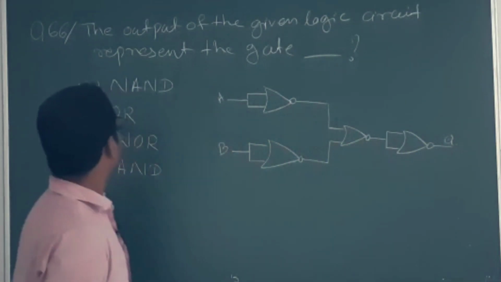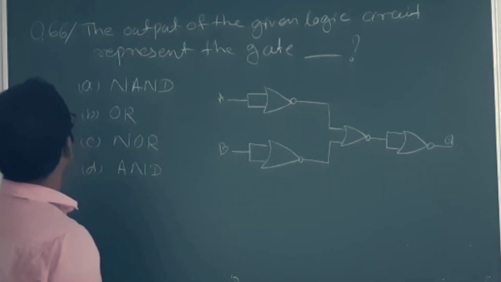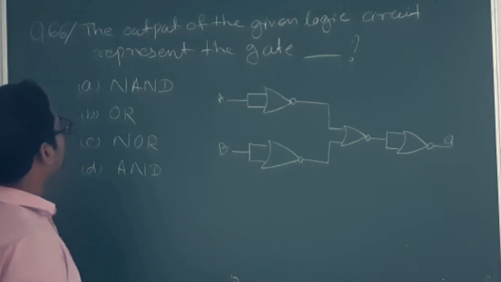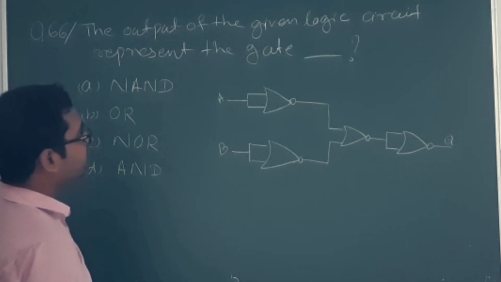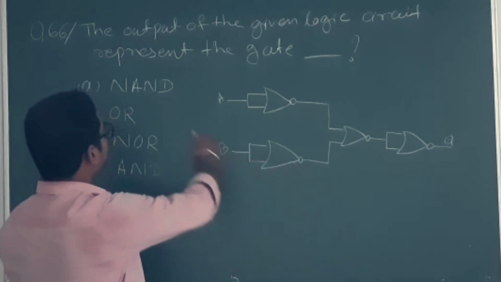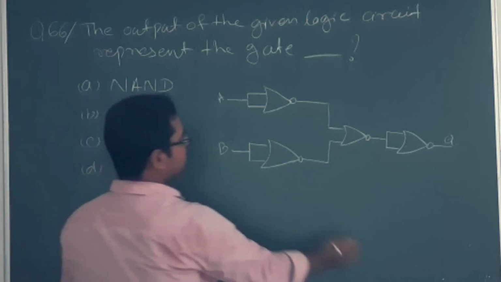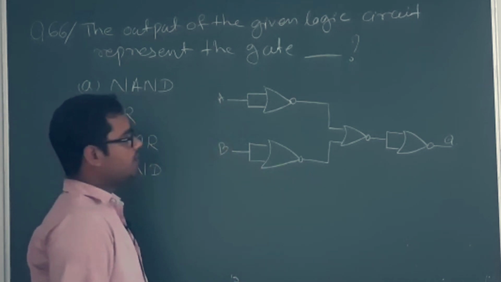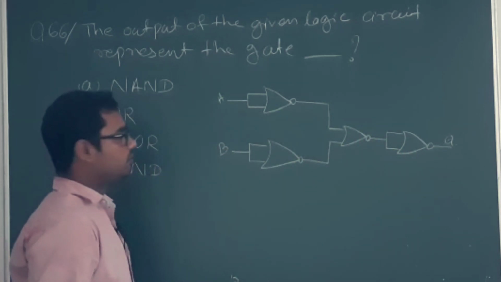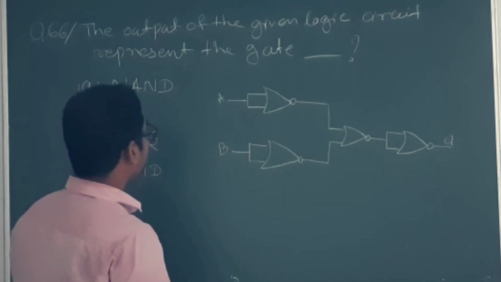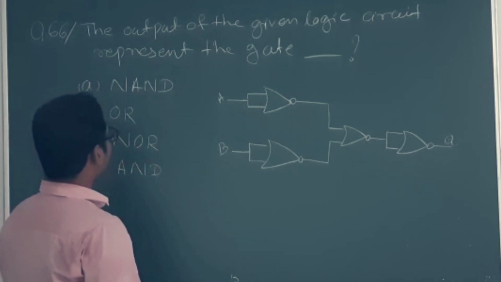So this is question number 66. The question is, the output of the given logic circuit represents the gate in dash. We have four gate options, and this is the logic circuit. The logic circuit has one type of gate in every step. The gate is the same, and that gate is the NOR gate.